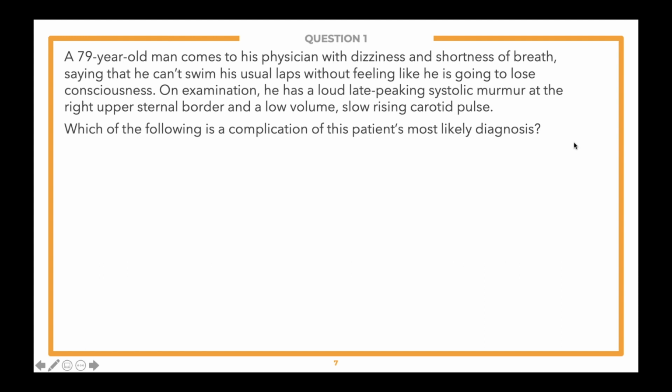Which of the following is a complication of this patient's most likely diagnosis?